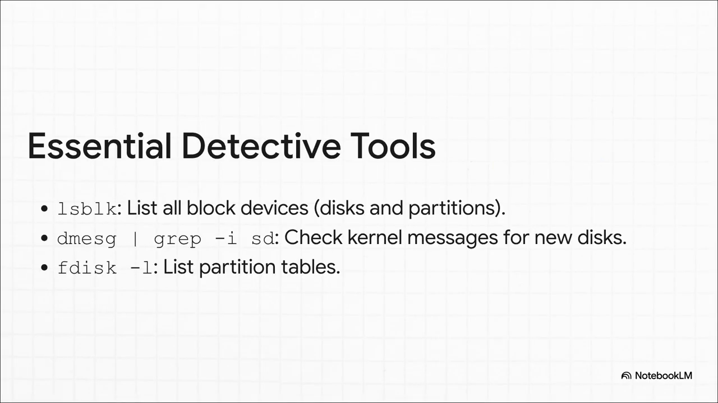To find our missing disk, we need to play detective, and we've got some great tools in our toolkit. The first one you should always reach for is lsblk. It's modern, clean, and it lists all your block devices. We can also peek into the kernel's diary with dmesg to see if it even tried to detect the hardware. And of course, there's the classic fdisk -l. But what happens if none of these show our new disk?